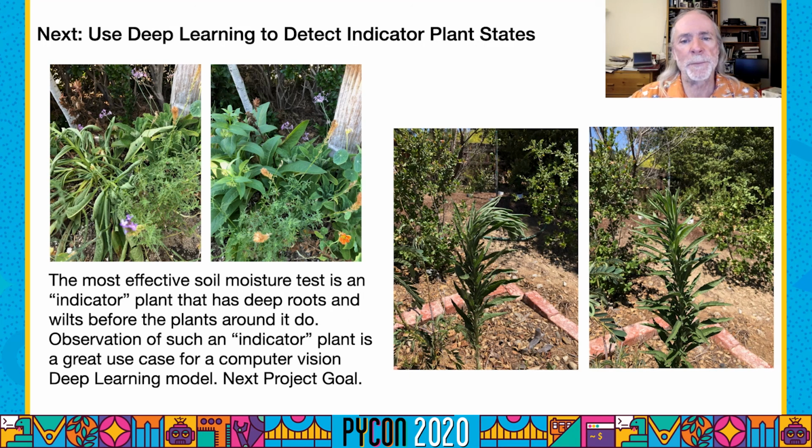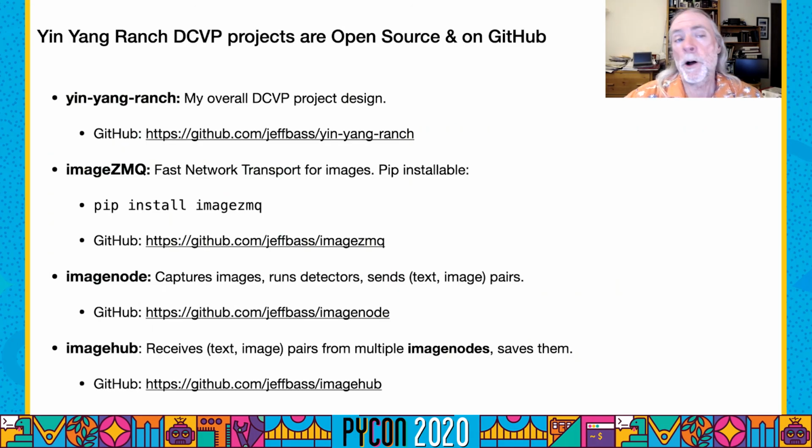So what am I doing next? Well, I'm trying to write some deep learning software that looks at these image pairs and tells me that the garden needs watered. On the left, you see a very wilted comfrey plant and a not wilted comfrey plant. It's the same plant taken before and after watering. So if I could use deep learning to recognize that change, wow, what a gift that would be to help manage my garden. So all these projects are on open source and on GitHub.